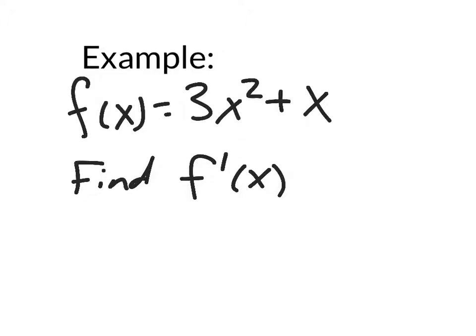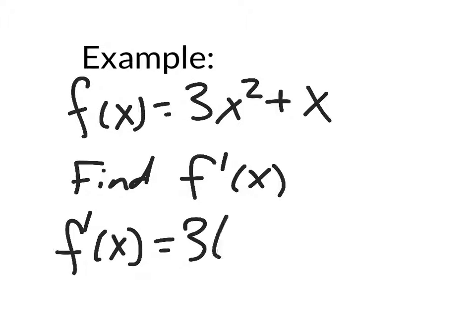So let's do a really quick example. If we have some function defined as f of x equals 3x squared plus x, we're going to use both the constant multiple rule and the sum rule here. So we're going to find f prime of x. f prime of x is going to be 3 times 2x, because remember, we take this exponent 2 and bring it down in the front and multiply it, and then we subtract 1. 2 minus 1 is 1, so we don't need to write the exponent there at all.